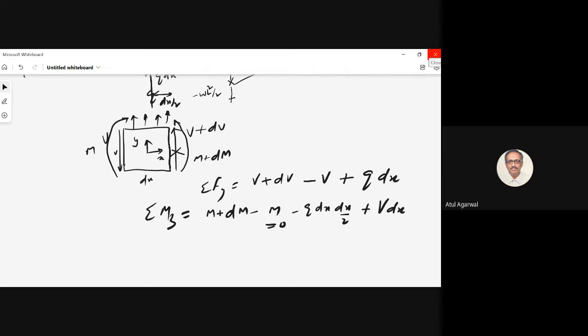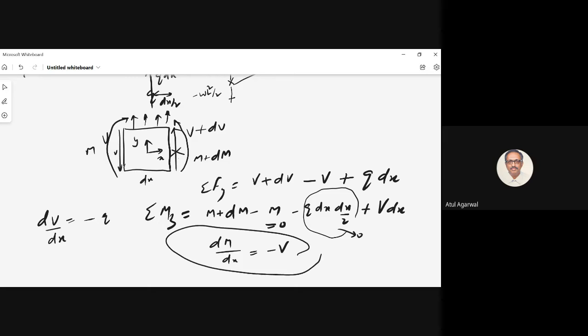So you look at the first equation. So dV is equal to minus Q. dV by dx is equal to minus Q. And if you look at this equation, dM, this term is having twice dx square, so you can neglect it. So dM by dx is equal to minus V. So these are the two results which you get.